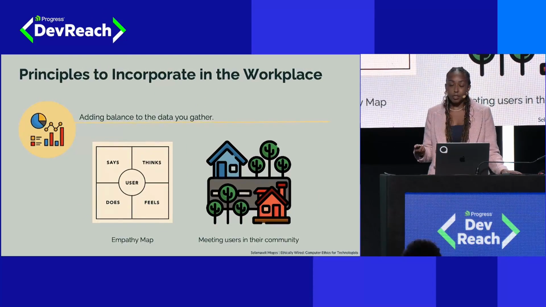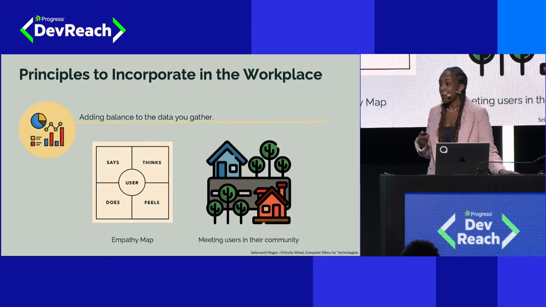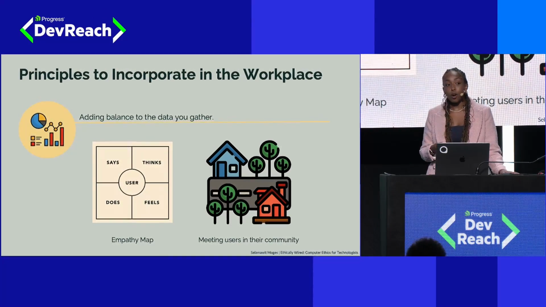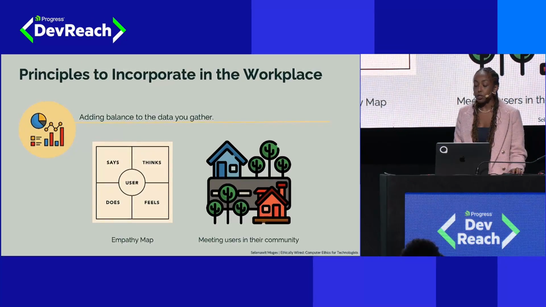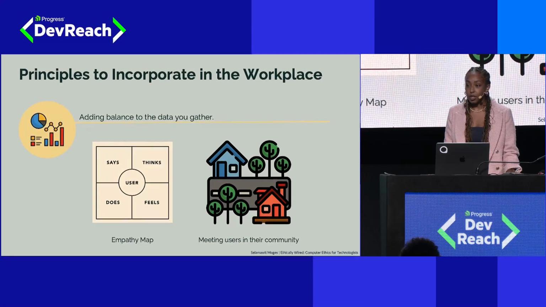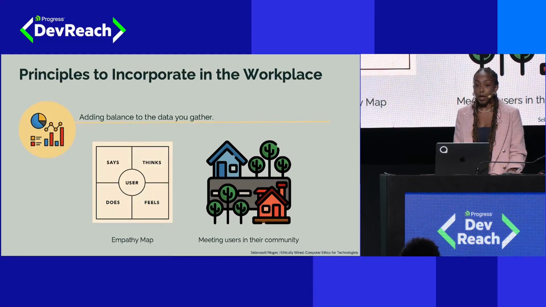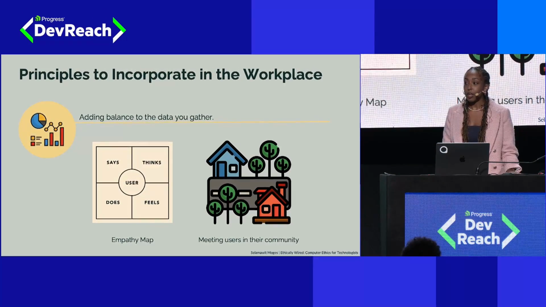Next, add balance to the data you gather. Most of us are very familiar with quantitative metrics and using them as the hard and fast way to figure out what our user likes and what our user dislikes. But I also argue that qualitative metrics help in this case too, through empathy mapping, which is a simple, easy to digest visual that captures the knowledge of the user's behavior, and also just meeting the user in their community. Not only will you get direct feedback from the user when you meet them there, but also you can get feedback from their environment and the other people around them.